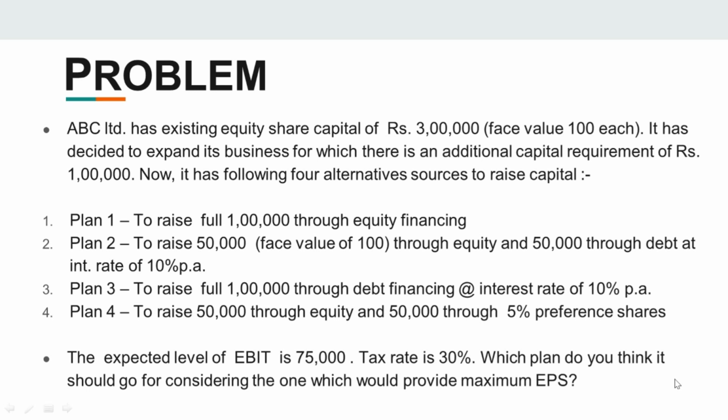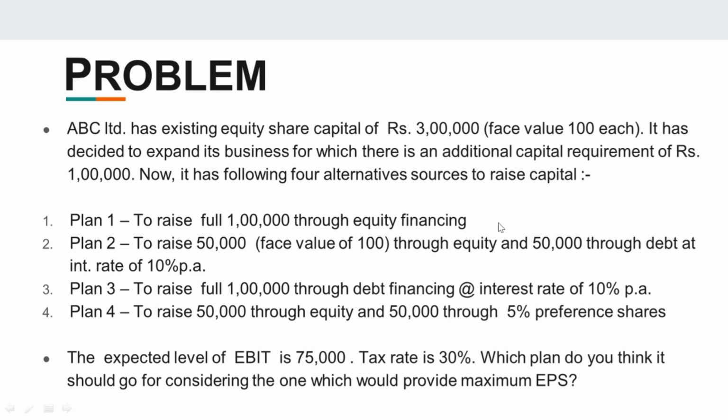Face value of each share is rupees 100. It has decided to expand its business, for which there is additional capital requirement of rupees 1 lakh. So you understand there is an existing equity share capital in the business of rupees 3 lakh, and now the business has decided that it wants to expand, for which there is a capital requirement of 1 lakh. Now, what could be the 4 alternative sources that have been provided to raise that capital?